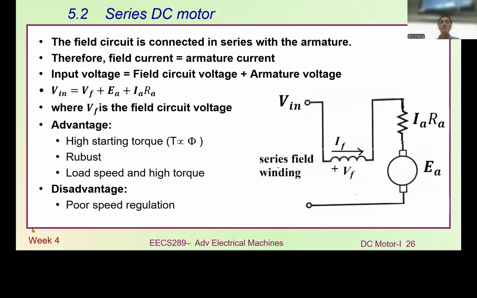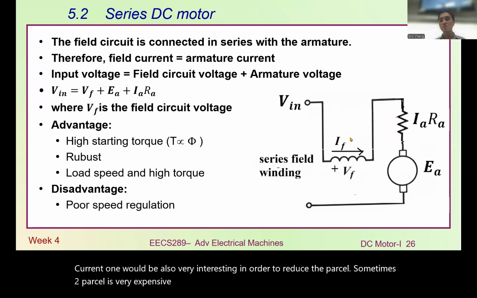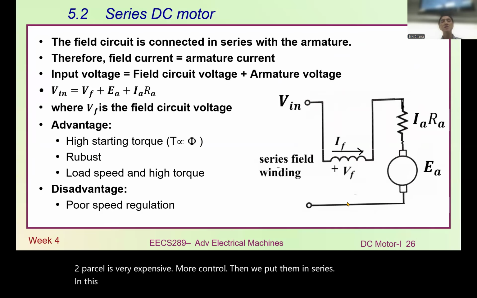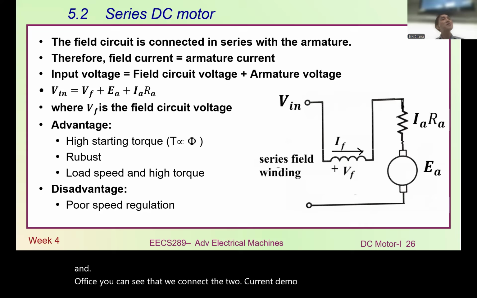Another one will be also quite interesting. In order to reduce the power source, sometimes two power sources are really expensive, more control, then we put them in series in this case. So series DC motor is also very common, with a lot of applications too. So obviously you can see that we connect the two currents, that means IA equals IF. The two currents are equal now.